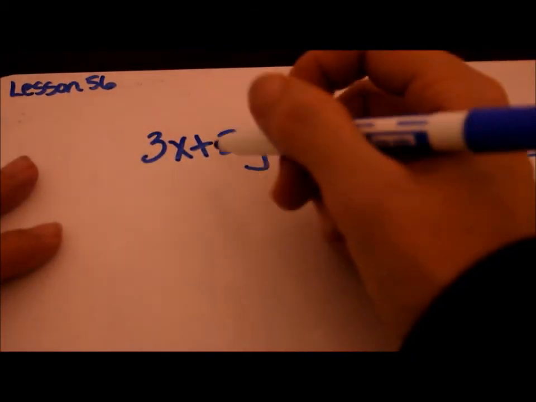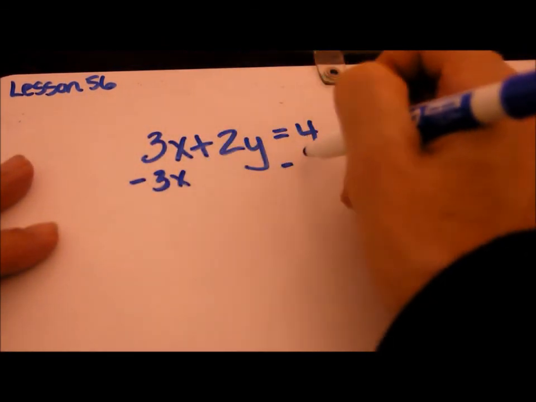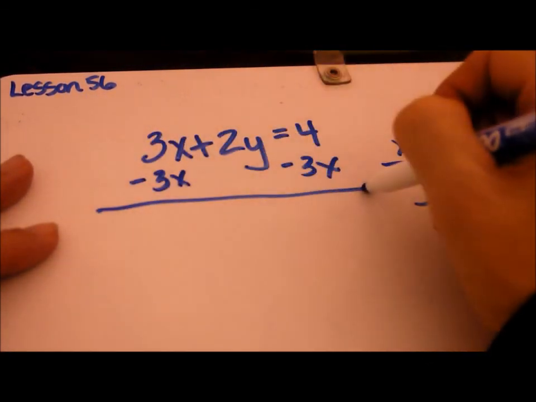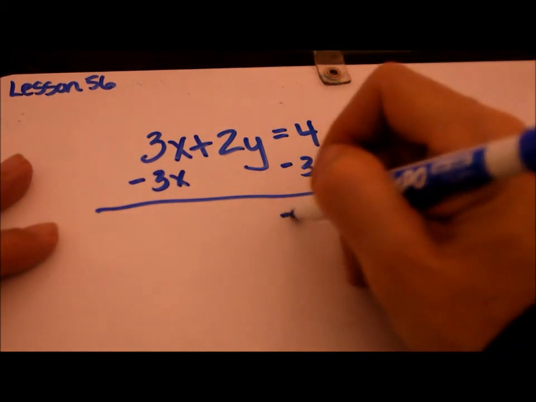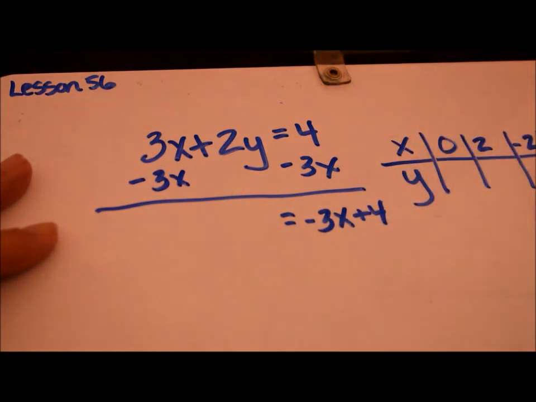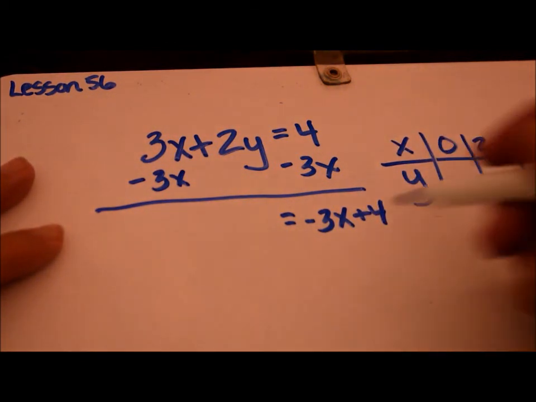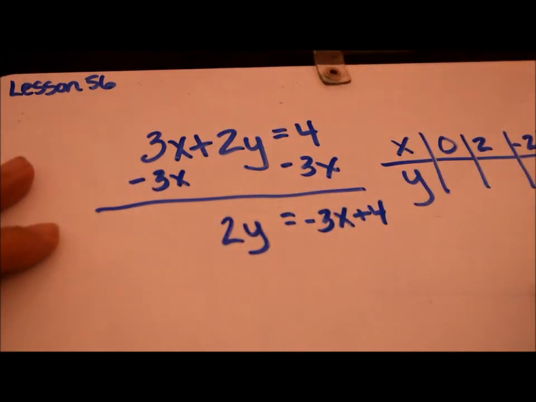Okay, so let's first get y by itself. So we're going to subtract 3x from both sides. Now, 4 can't take away 3x. These are not like terms, so they're going to have to be next to each other. Okay, like that. And I always start with the x first. And then 2y is here. So y is almost by itself.